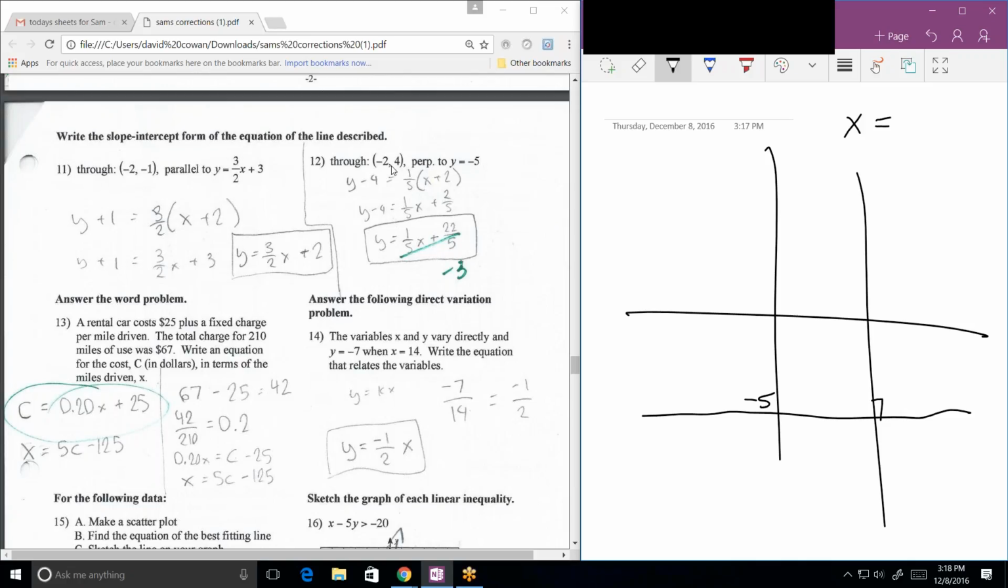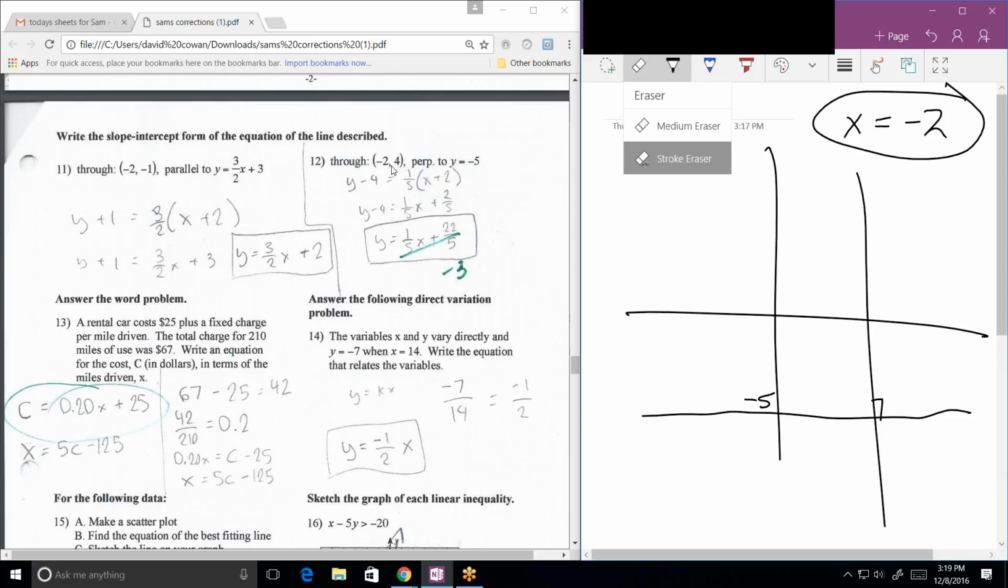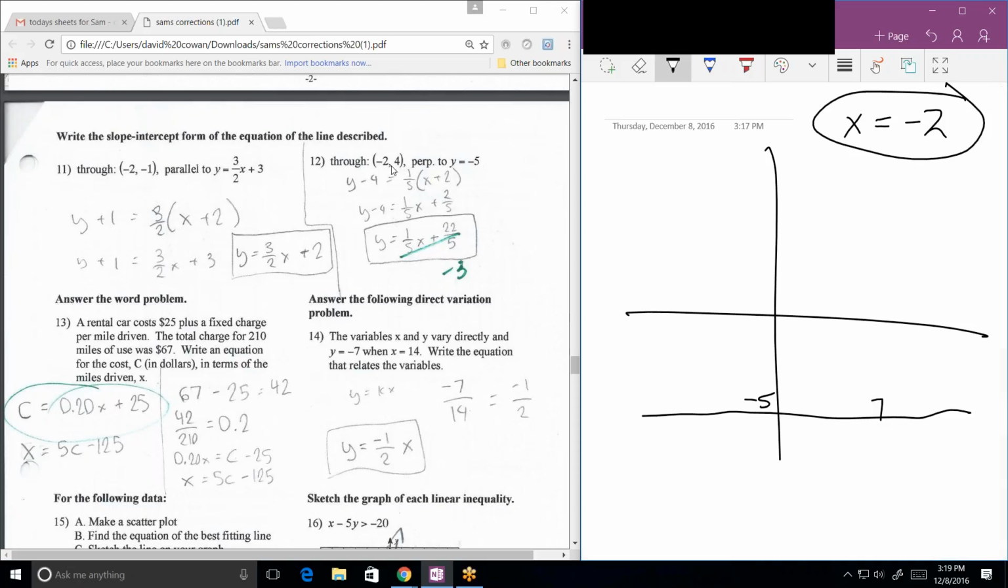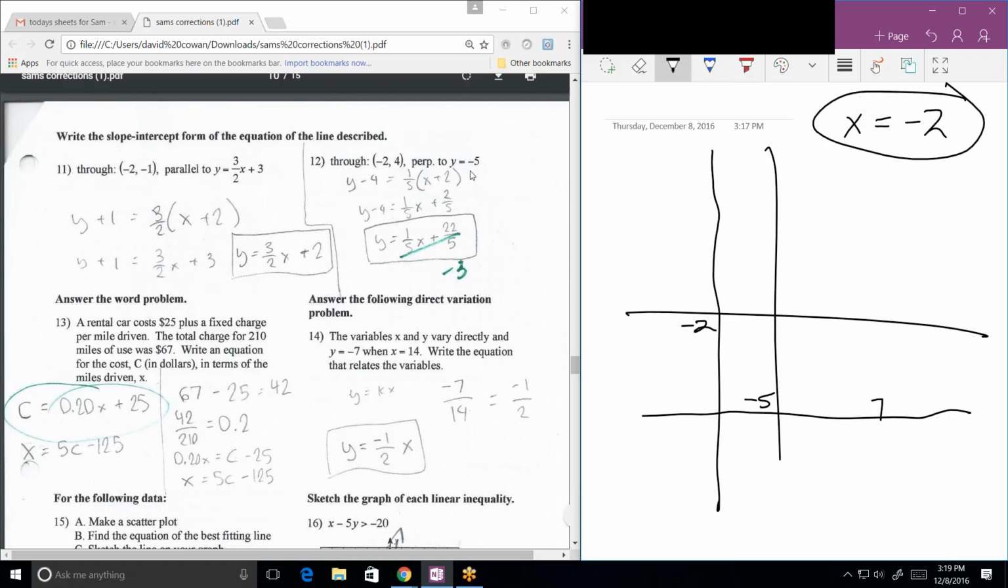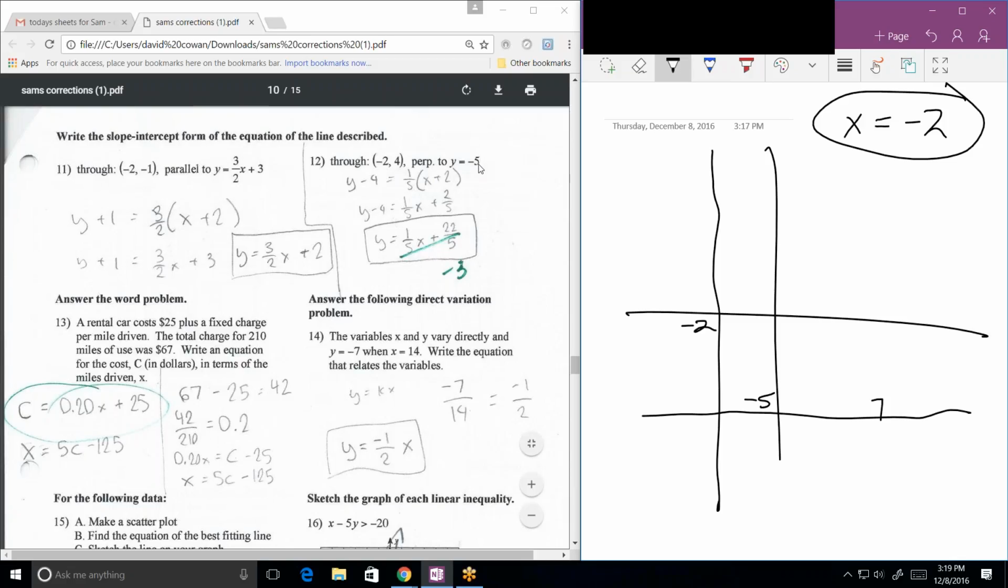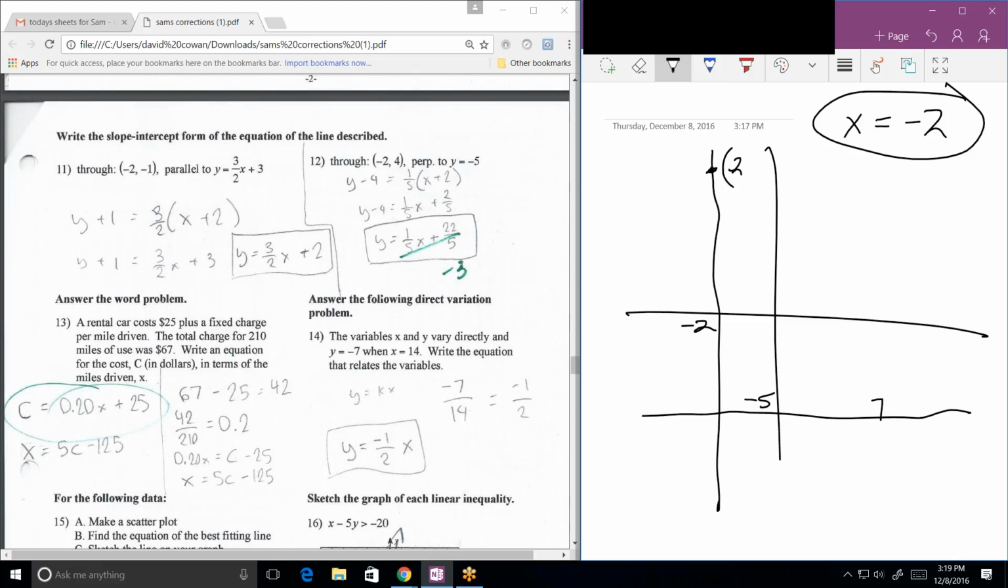-2. That's it, right there. That's the answer. Now, I didn't draw my line correctly. In other words, the line needs to be drawn over here at minus 2. But notice that that line is perpendicular to the line they gave you, y equals minus 5, and it goes through that point, minus 2 comma 4. But the only point you really care about is that x coordinate, minus 2. That's what gives you the equation.